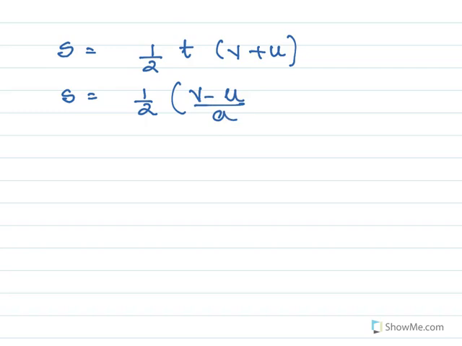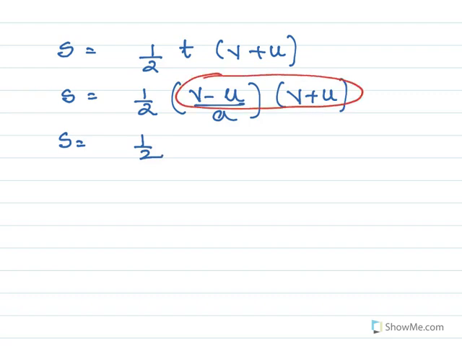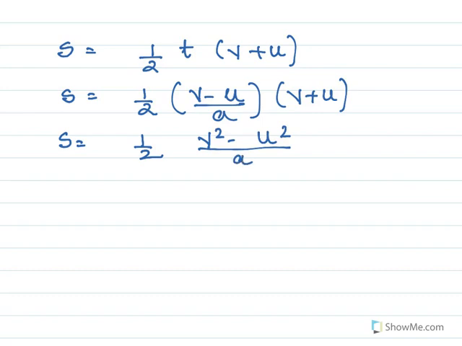So let's go back again. S we had half T into V plus U. For the T, I put V minus U over A. And this was V plus U. So S equal to half. Here A minus B, A plus B we know is A square minus B square. So this would be now V square minus U square over A. So S equal to V square minus U square over 2A.